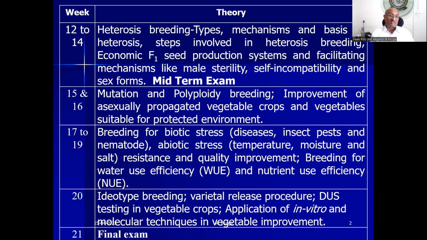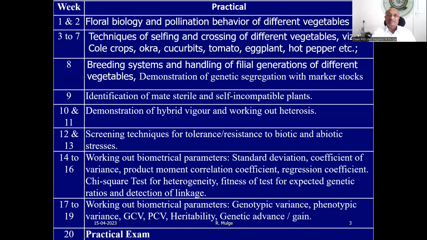That's ultimately how varieties can be selected. Then phenotype breeding, varietal release procedure, DUS testing in vegetable crops, which are important, like distinctiveness, uniformity, and stability of the varieties which are going to be released. How that is being done, and the application of in vitro and molecular techniques in vegetable improvement. That is what we are going to learn as far as theory is concerned.